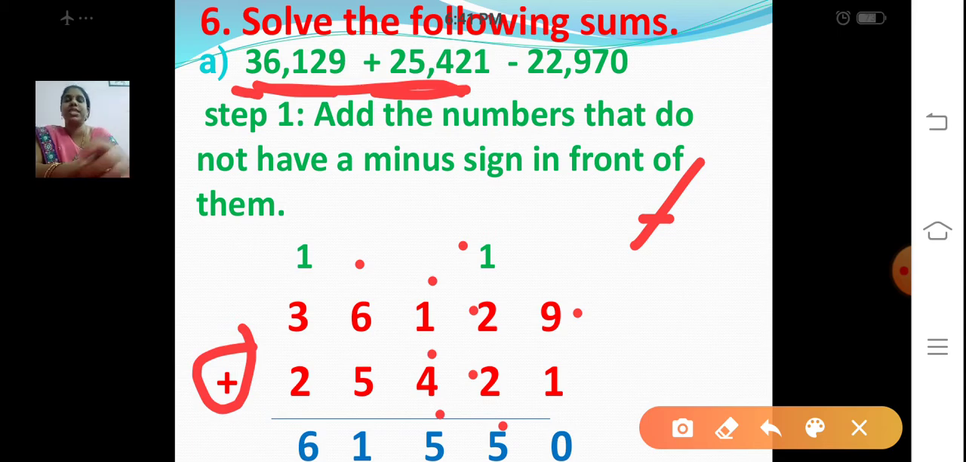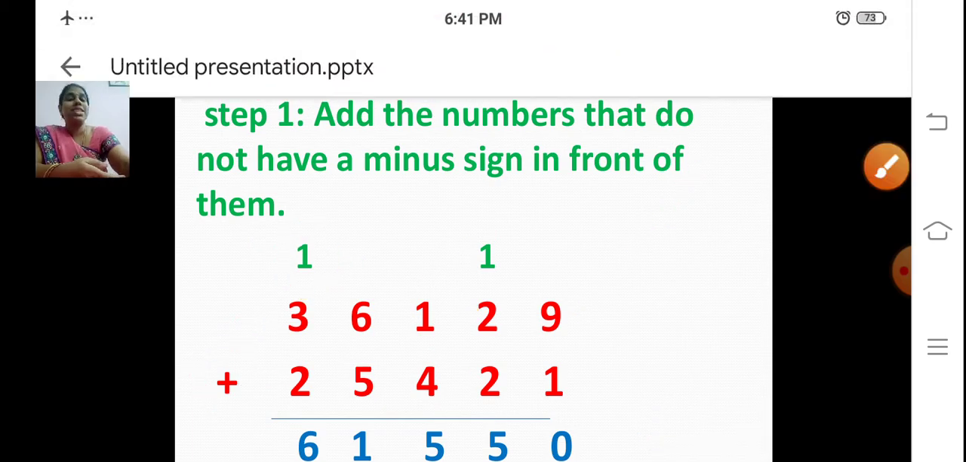Now let's move on to the thousands place. 6,000 plus 5,000. 6 plus 5. After 6, 7, 8, 9, 10, 11. Again, 11 is a 2-digit number. Write 1 here. That 1 is carried over to the 10,000 place. Now let's add the 10,000 place. 1 plus 3, after 1, 2, 3, 4. With that 4, I am going to add 2 more. After 4, 5, 6. So my answer is 61,550.